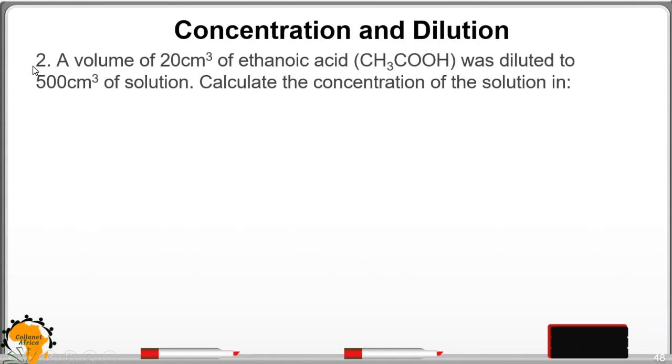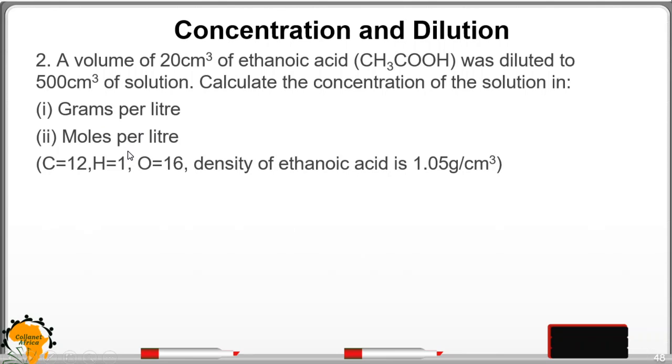Another example, a volume of 20 centimeters cubed of ethanoic acid, the formula is given, was diluted to 500 centimeters cubed of solution. Calculate the concentration of the solution in A, grams per liter, B, in moles per liter. These are the RAM of the elements carbon, hydrogen, and oxygen. Density of ethanoic acid is 1.05 grams per centimeter cubed.